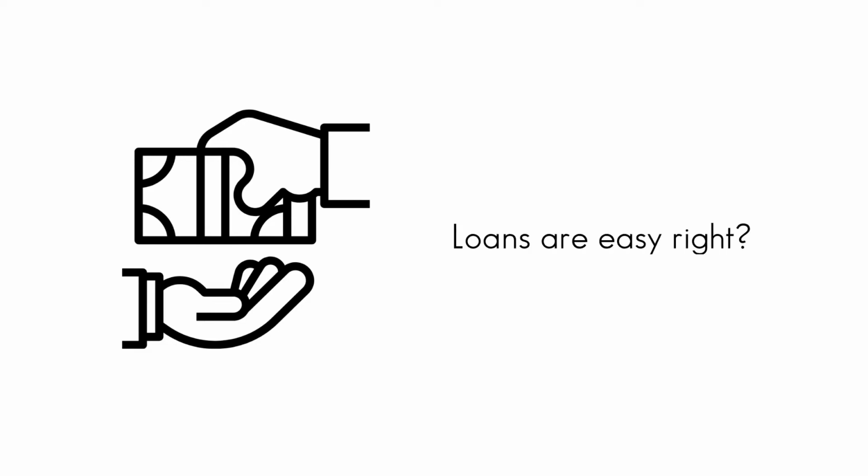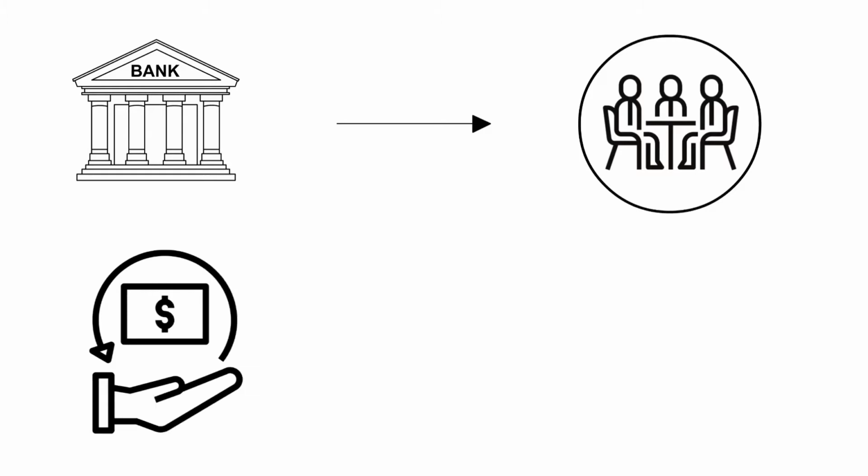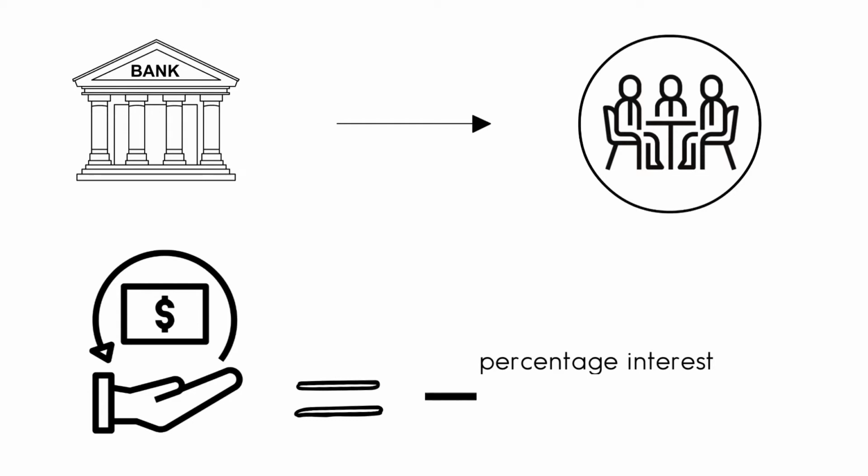Loans are easy, right? At least the concept of a loan is easy. Let's look at an example. Party A, a lender, let's say a bank, loans the money to Party B, let's say a startup. Let's make this your startup. Usually the lender lends the money in exchange for a compensation.